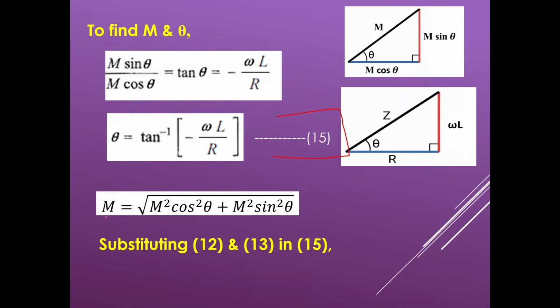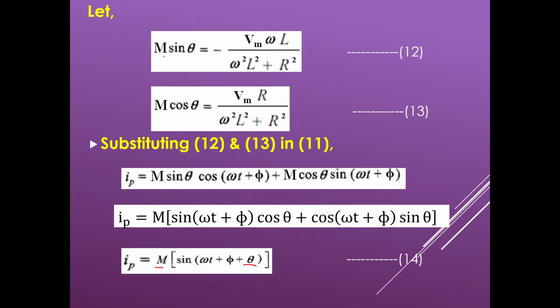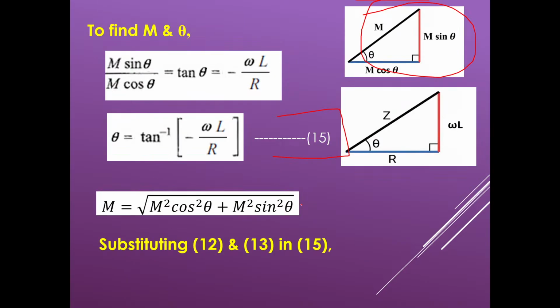Now we have to determine the M value. So M is equal to what? From this triangle, M is equal to root of M square cos square theta plus M square sin square theta. Now we already wrote expressions for M sin theta and M cos theta, that is our equations 12 and 13. So we substitute equations 12 and 13 in this equation and simplify it.